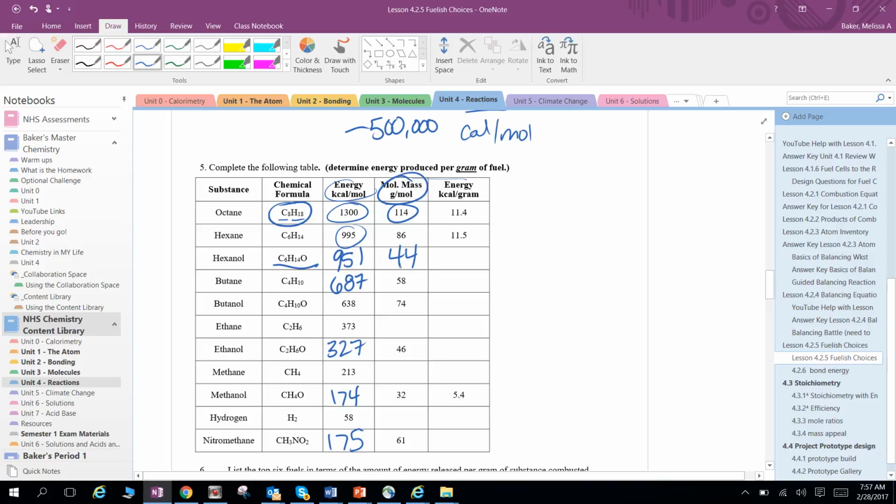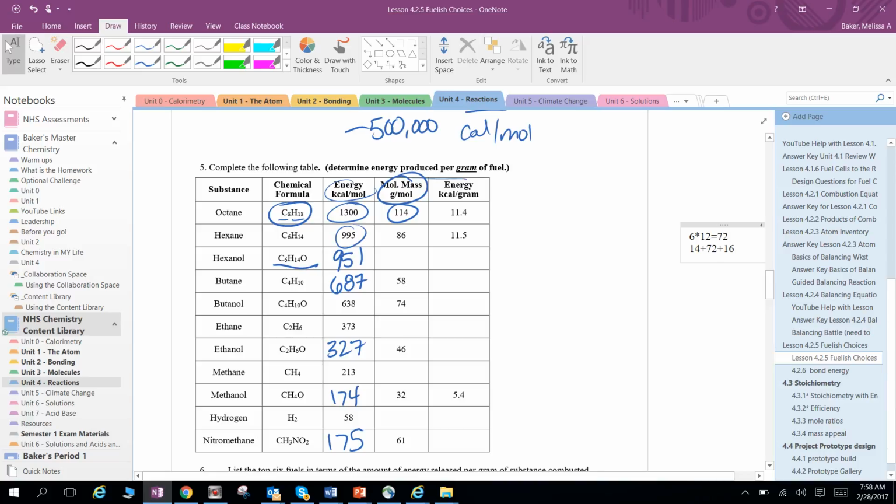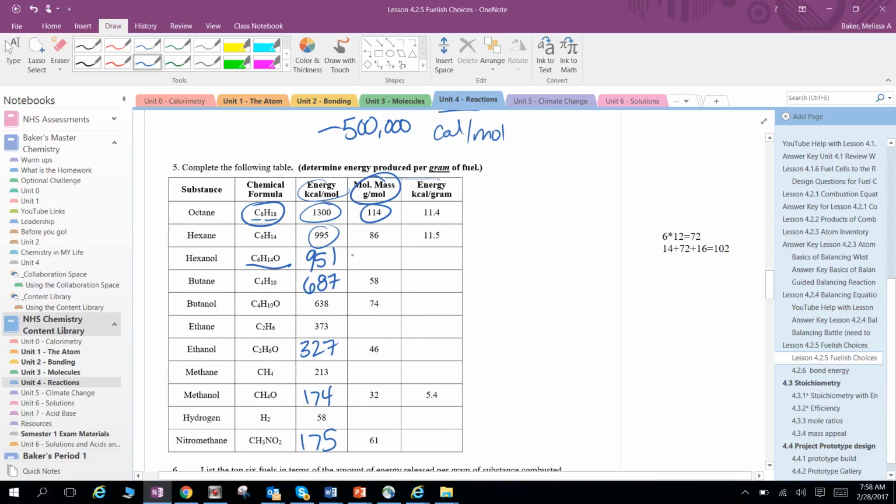Oh, that can't be right. That seems too small. Let's figure out this one again. So we've got, type this in over here, 6 times 12, 72. And then we've got 14 plus 72 plus the 16 oxygen. So this ends up being 102 for hexanol. And so if we do the kilocalories per gram, we're going to do 951 divided by 102.